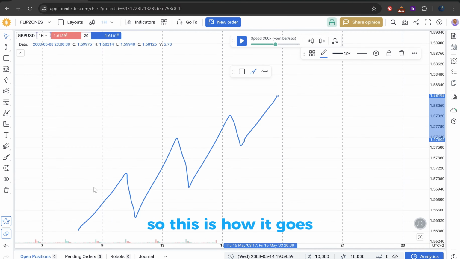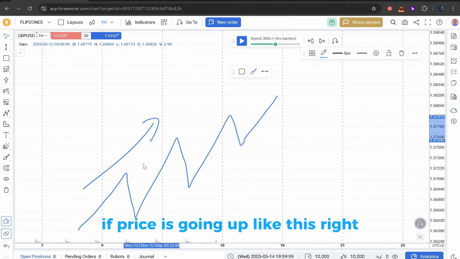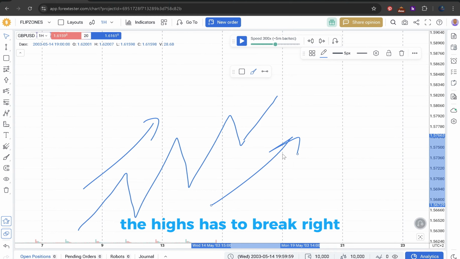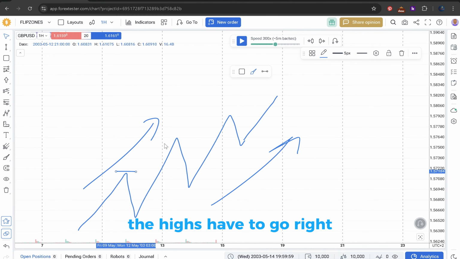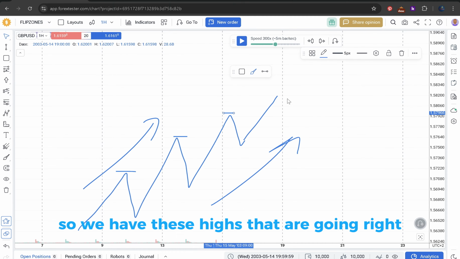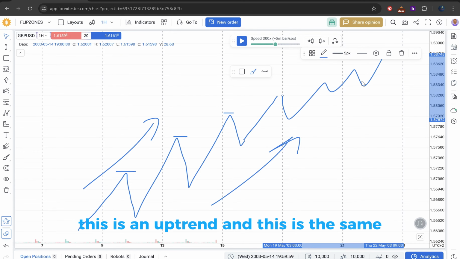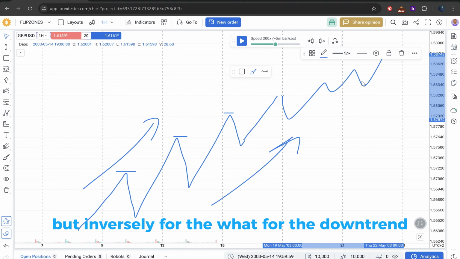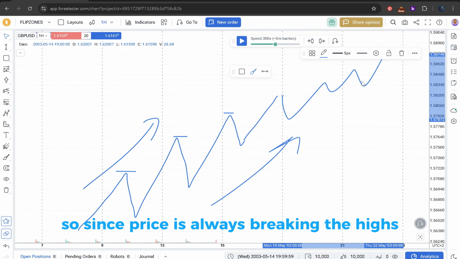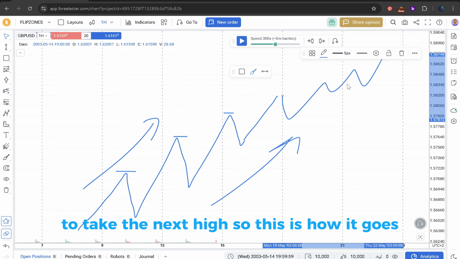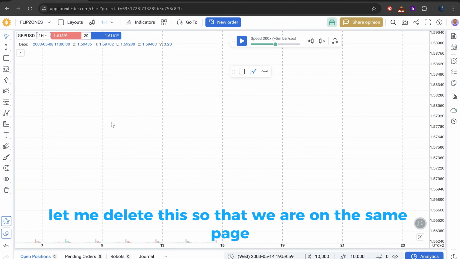If price is going up like this, you focus on the highs, because if price is going up, the highs have to break. We have these highs that are going, and we continue like that. This is an uptrend, and it is the same but inverse for the downtrend. Since price is always breaking the highs, what you need to do is just get an entry point to take the next high. Let me delete this so that we are on the same page.